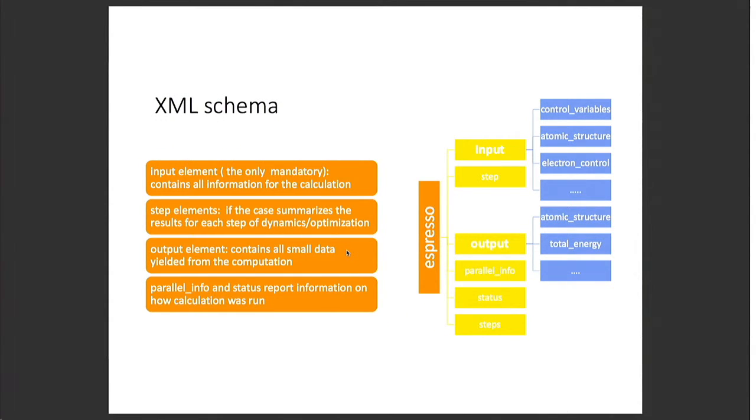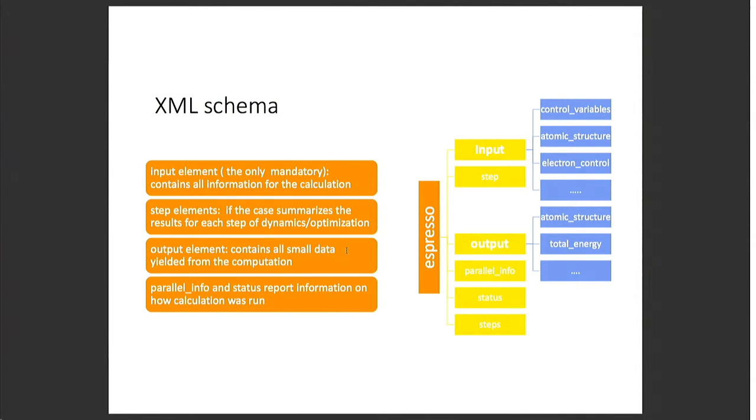So this is the XML schema for PW, and we have a main root element called ESPRESSO. Inside this main element, we have further sub-elements. The principal ones are input and output. The input describes a complete input of Quantum Espresso, and this element is mandatory inside the schema. So every time you have an XML file describing a computation with PW, it is possible to fully reproduce this computation.